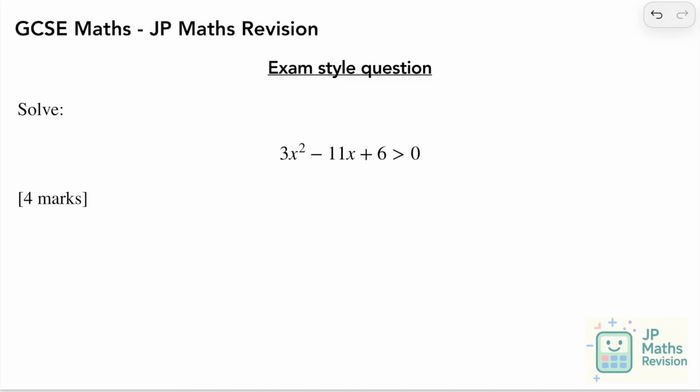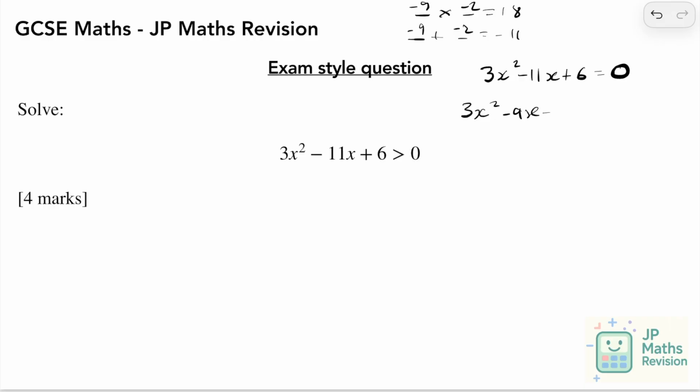Okay, so the first thing we need to do is solve for the critical values. So I need to solve 3x squared minus 11x plus 6 is equal to 0. So I need to factorise this one, so it's non-monic, so I'm going to do 3 times 6, which is 18. So I need to think of two numbers that multiply to make 18 and add to minus 11. So that is going to be minus 9 and minus 2. So I'm going to write this as 3x squared minus 9x minus 2x plus 6 equals 0.